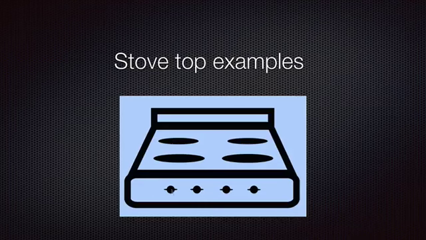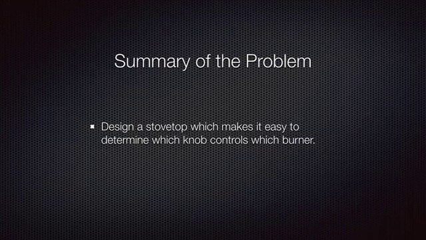So as you see here in the drawing, the left front knob could control the top burner or the back burner. Same goes for the next one, moving from left to right. Could control the front or back. When we get on the right side, now here again is an engineering decision. Which knob should control which burner? So this knob here could control the back or it can control the front, and the same with this far right knob. So the problem essentially is this. You design a stovetop which makes it easy to determine which knob controls which burner.